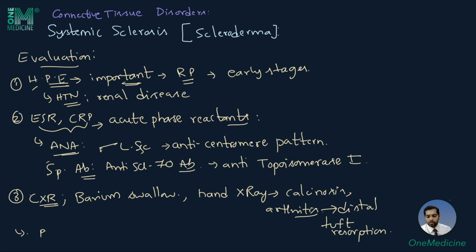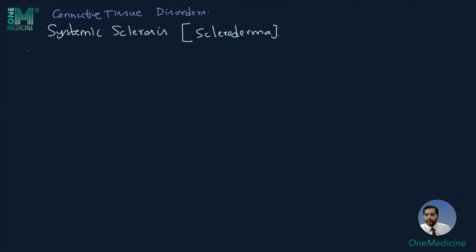Some other studies include pulmonary function test, ECG for conduction abnormalities. There can be skin biopsy, which can also be performed in such patients. With the diagnosis established, let's now look at the treatment in systemic sclerosis.